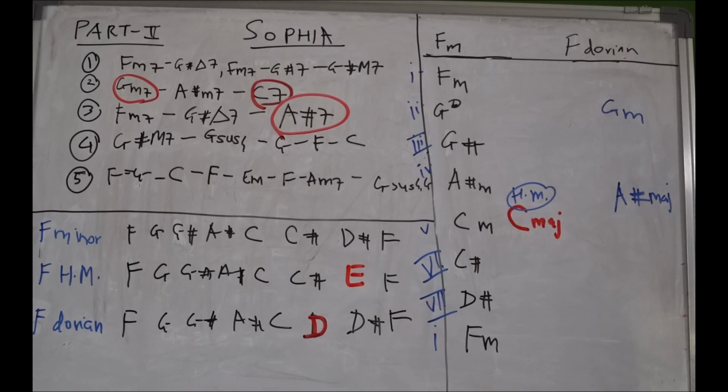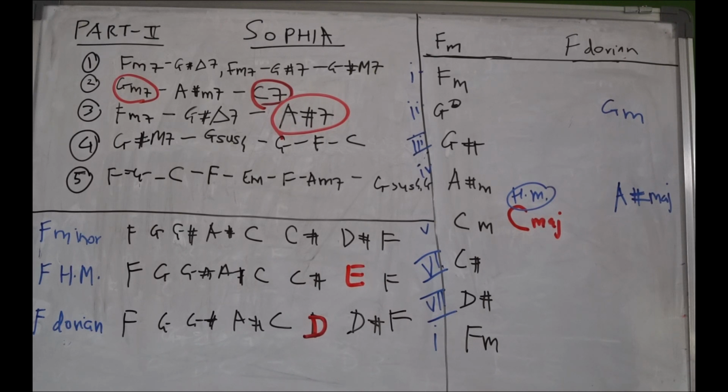Fifth chord in natural minor is a C minor, but they have used the C major here, which is basically derived from the harmonic minor scale of F, because it has the E note. C major has note C, E and G, whereas C minor has C, D sharp and G. So that E note actually comes from the F harmonic minor.